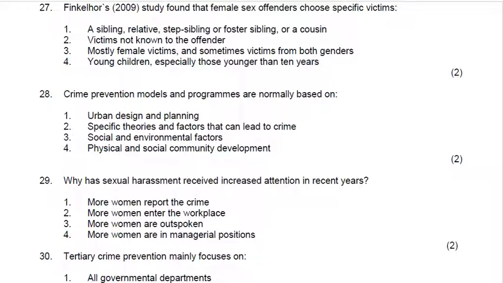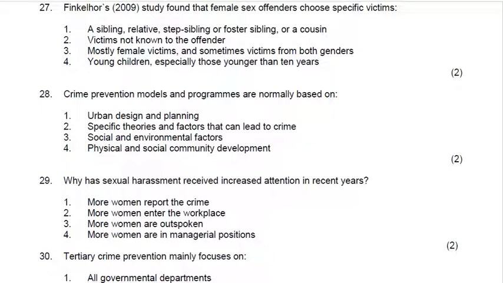Okay, 28. Crime prevention models and programs are normally based on, the answer is 2, which is found on page 94. Specific theories and factors that can lead to crime.